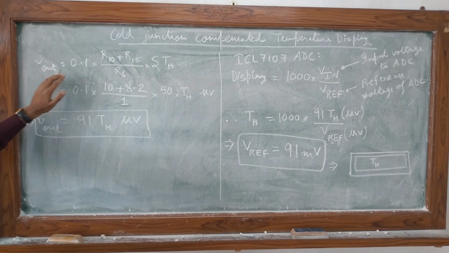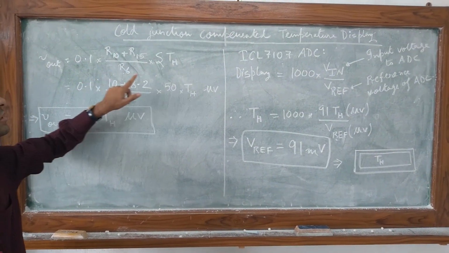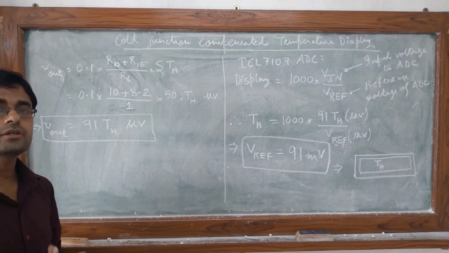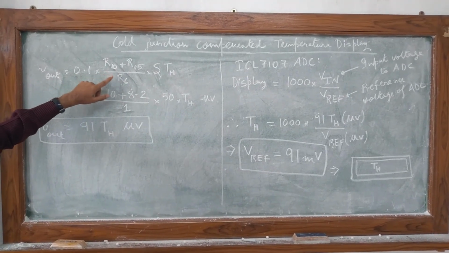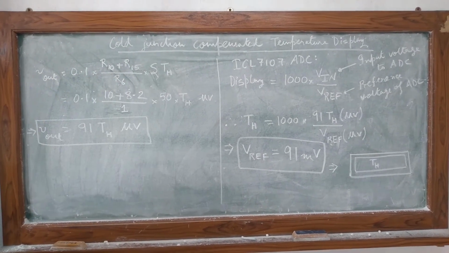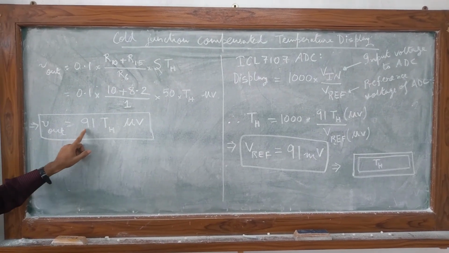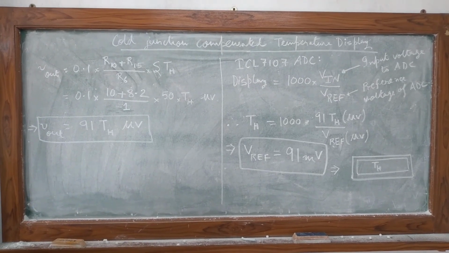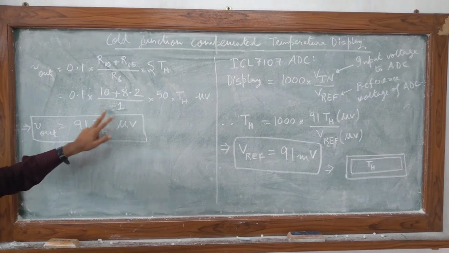So V out is equal to 0.1 times (R10 plus R15) by R6 into S times TH, because we have managed to compensate for TA. And so substituting the values for R10, R6, R15 and S, we obtain the value of V out as 91 times TH in microvolts. Note that the TH will be in degree centigrade, and this is the process temperature.